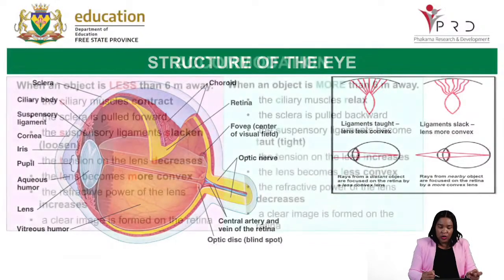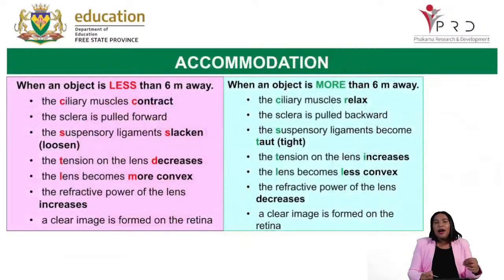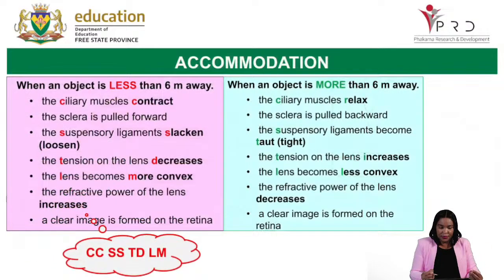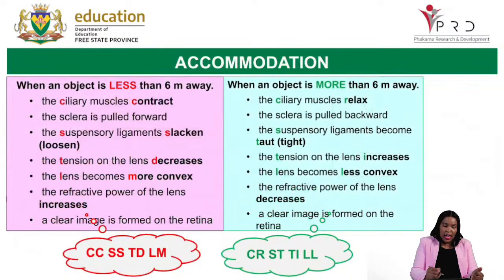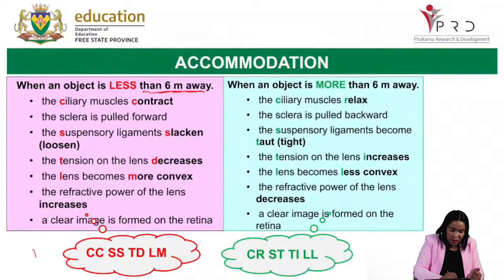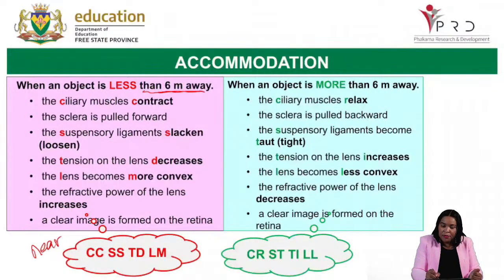And then with the eye also, you must be able to tell us how the eye accommodates vision for near and far vision. So this is what you can use to remember it. Please write it down if you did not get a chance to write it down the last time. For an object that is less than 6 meters away, this is near. For an object that is more than 6 meters away, this is far.